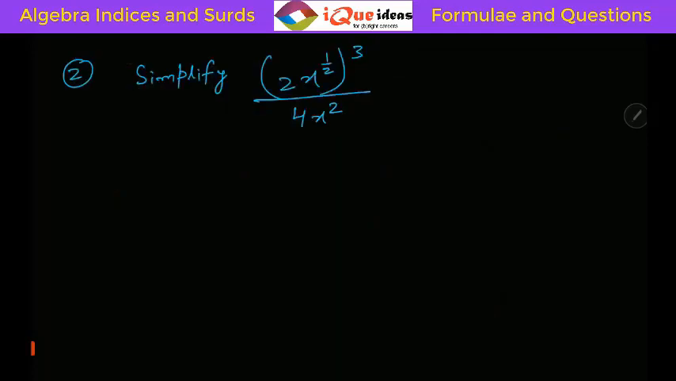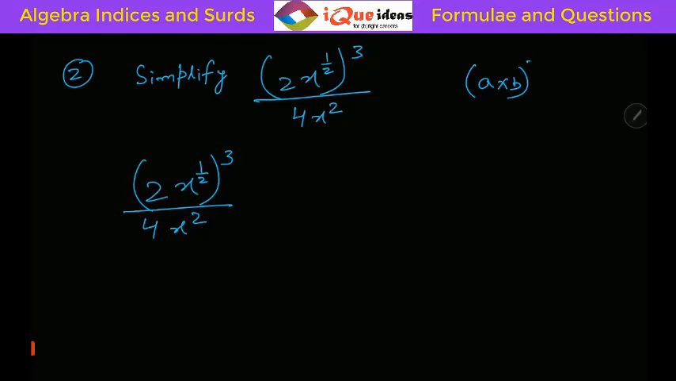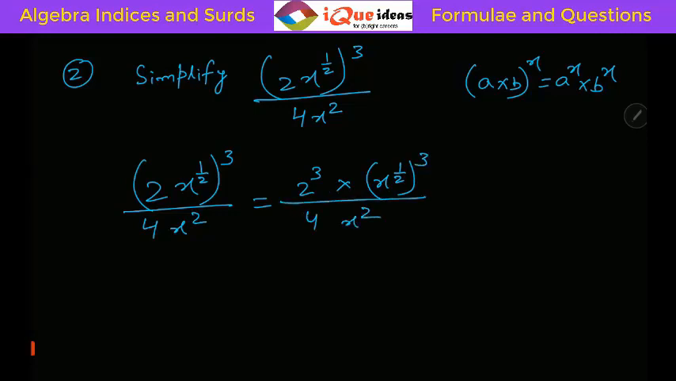Now this question says simplify this expression, that is 2 into x to the power 1 by 2 raised to the power 3, divided by 4x square. We have done a rule wherein a into b to the power x can be taken as a to the power x into b to the power x. So here we can separate the numerator like this: 2 to the power 3 into x to the power 1 by 2 to the power 3, divided by 4x square. Now 2 cube is 8, into x to the power 1 by 2 to the power 3, which can be written as x to the power 3 by 2, the powers get multiplied, divided by 4 into x square.